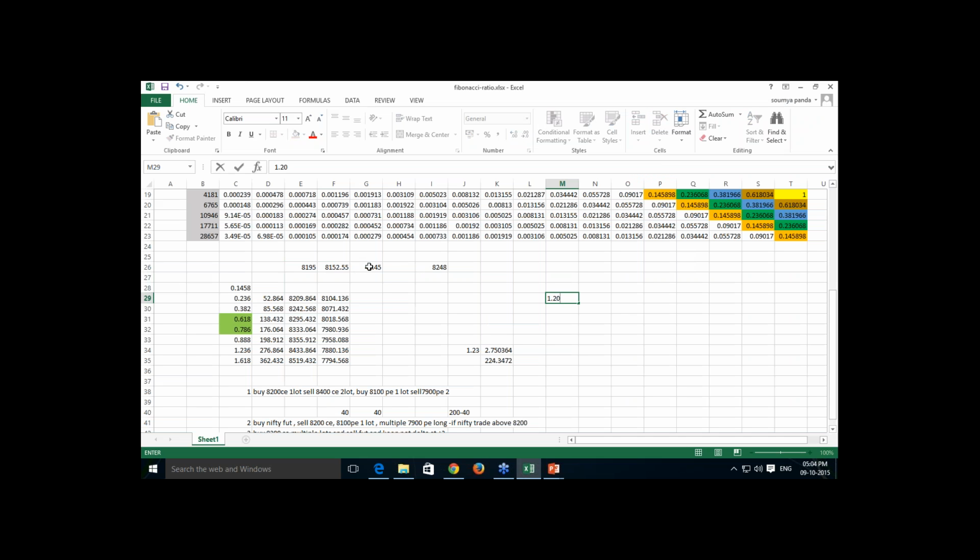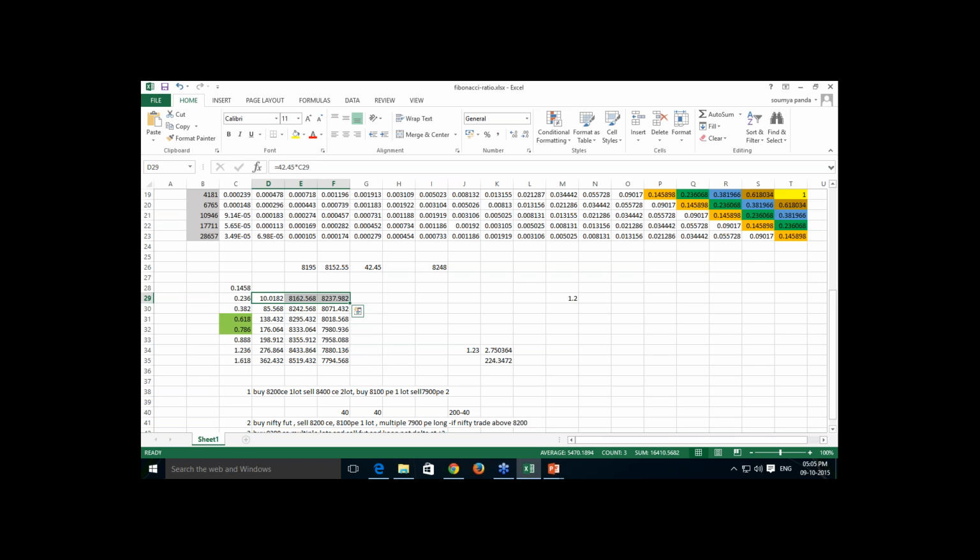Now I will calculate the same with my static Fibonacci calculation. The low was 8152.55. I am taking the static method, not the dynamic method. Again I will be taking the high of 8248. So this is the data you are getting.